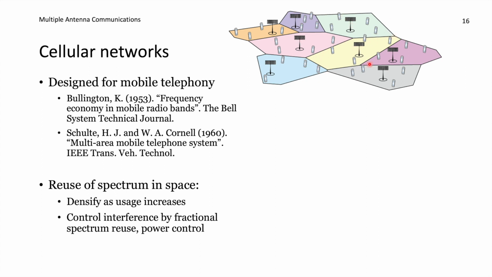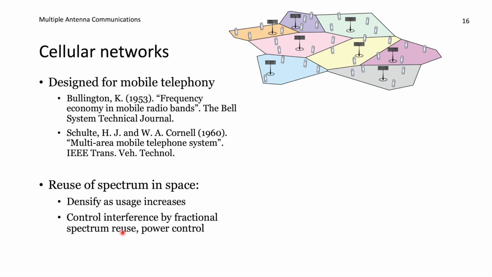And then the users within one region should connect to that base station, and you can reuse your spectrum in different cells, either in every cell, or you can have a fractional spectrum reuse where every third cell, for example, is using the same spectrum, and in that way you're controlling the interference. And one can also use power control by telling devices that are close to base stations to cut down on their power so they're not interfering too much with their neighborhoods.